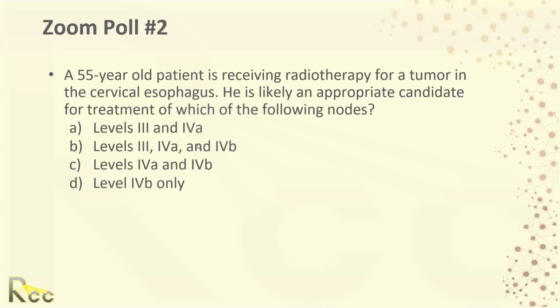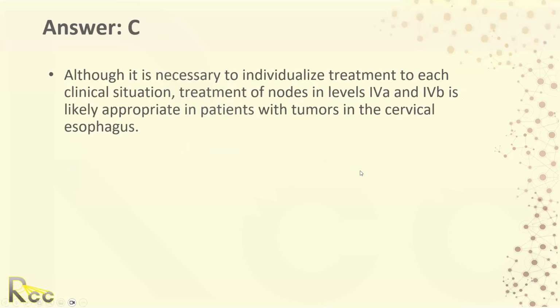Here are the results. The majority said B, and the second highest was C. This one, of course, can always be under debate. When we talk about primary echelon lymph nodes, the primary echelon is C, levels 4A and 4B. But I will acknowledge that it is necessary to individualize treatment for each clinical situation. And if someone had lymph node positive disease, you would easily consider including level 3. But level 4A, 4B is the first echelon lymph node drainage for cervical esophagus.